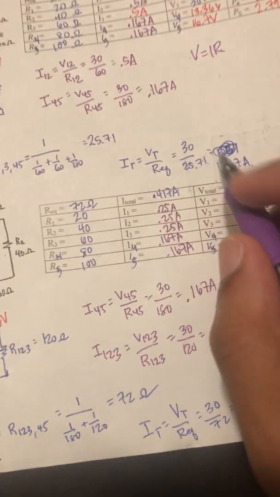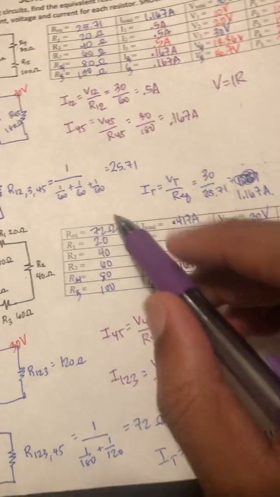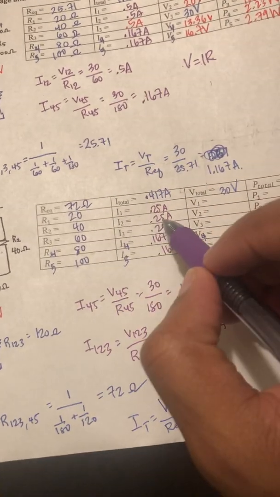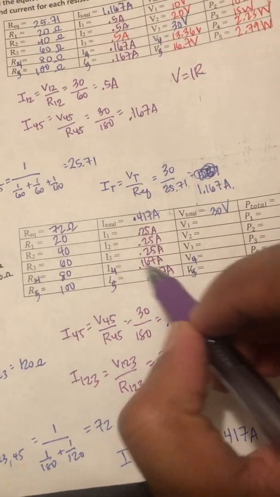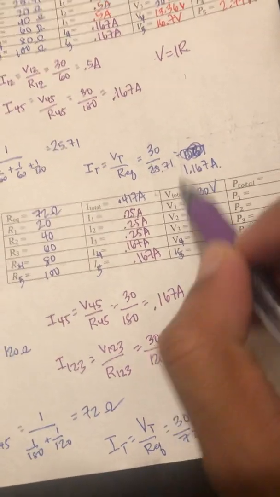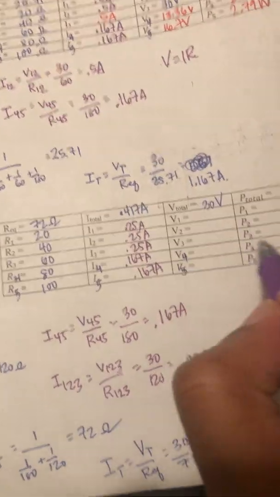Cool. And then we can find our V's by doing the I's times the R's. So 0.25 times 20, 0.25 times 40, 0.25 times 60, 0.167 times 80, 0.167 times 100. That'll give us all that. Once I have all my V's, I can find my P's by doing all these I's times the V's.